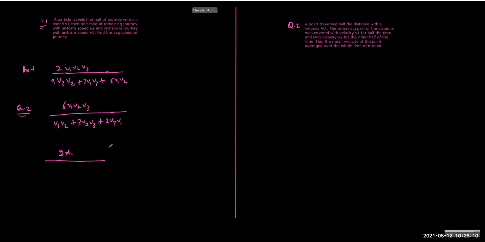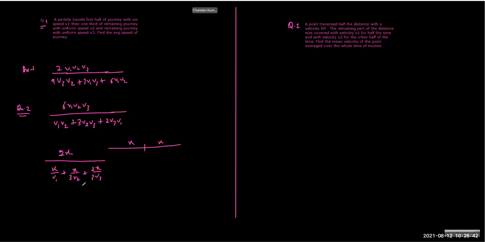I think if someone is saying that half is x, then the whole is 2x, right? And then you travel the first x by v1, then 1/3 of the second with v2, and 2/3 of the second with v3. So this is what you should have written, right? Yeah, sir, I also got the same answer. My first step was what you have written, and the last step was what I said. Okay. So then what is the answer coming out to be?